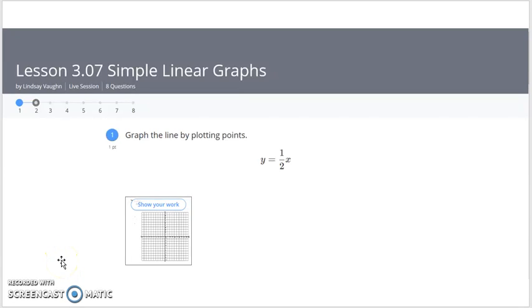Okay, we are going to be looking at lesson 3.07, simple linear graphs. This will be your answer key to your classwork, so let's go ahead and get started. Number 1, graph the line by plotting points.